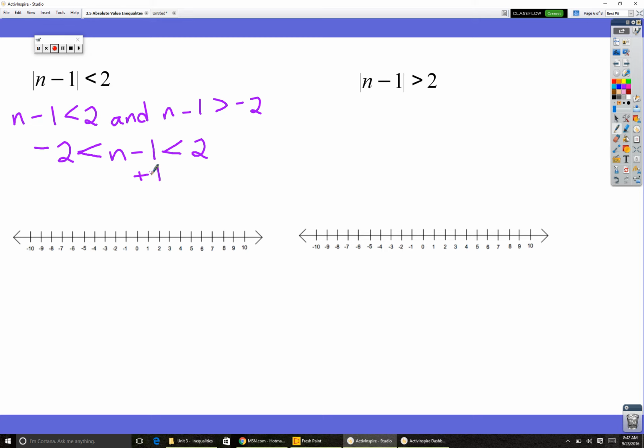Okay, now I'm just going to solve this inequality how I normally would. So I'm going to add 1 to all three sides, and I get -1 is less than n, which is less than 3. Open circle on -1 and 3, and a line connecting them.